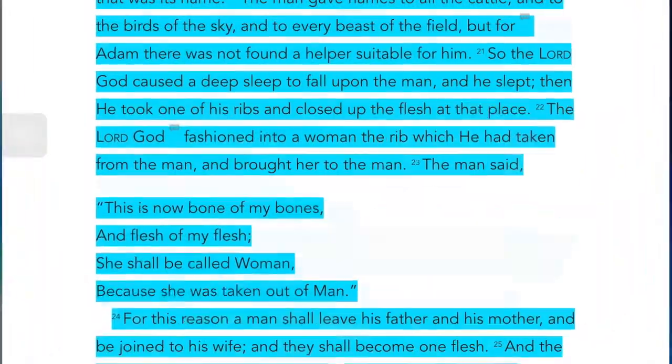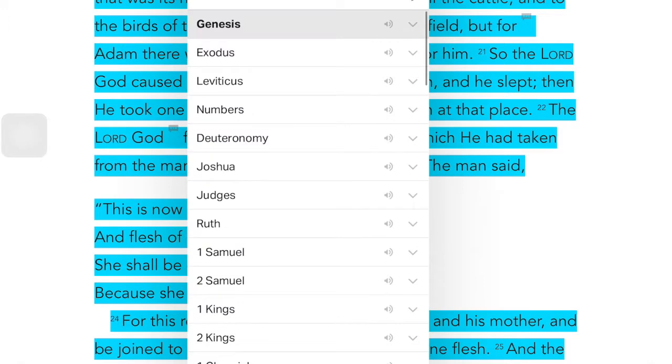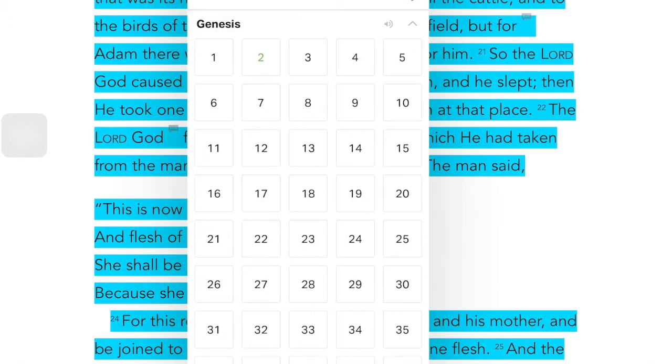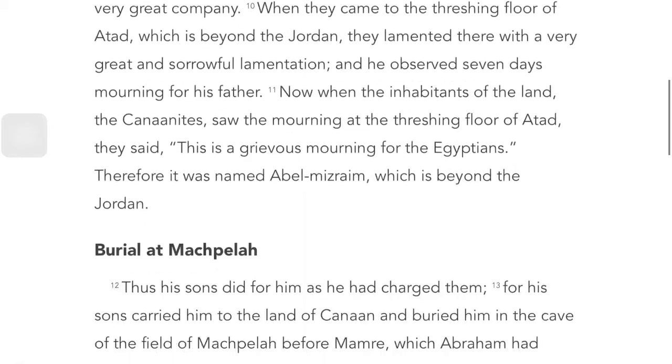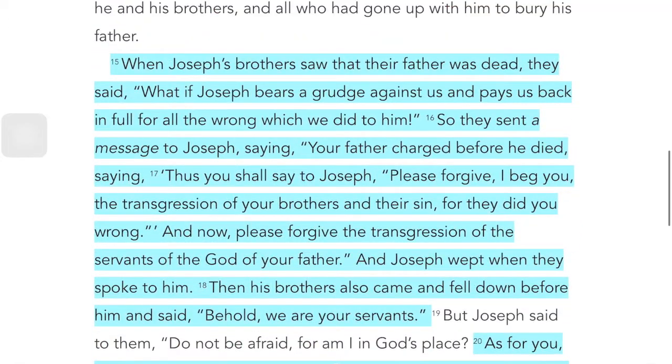And then Jacob is buried, and Joseph's brothers worry if now Joseph will have his revenge upon them. And I want to read here at the end of Genesis, chapter 50. I want to read at the very end, where there's a little dialogue between Joseph and his brothers regarding if they're safe or not. Picking up now in verse 15.